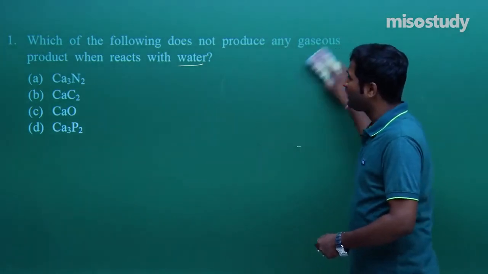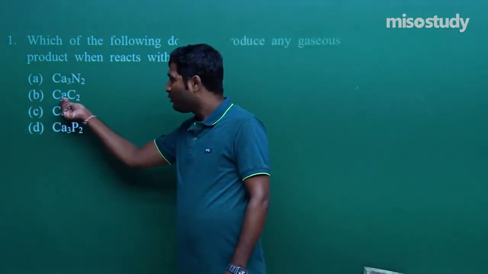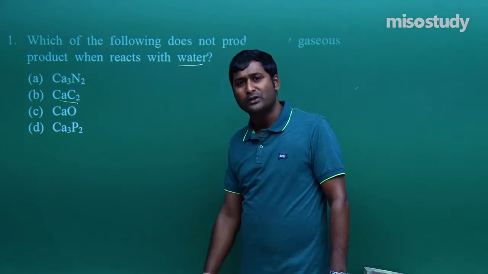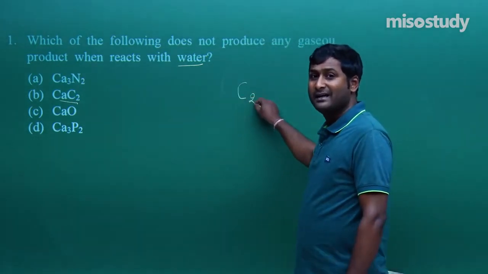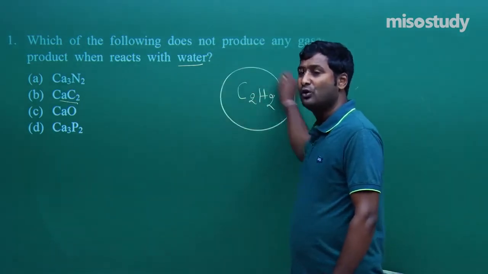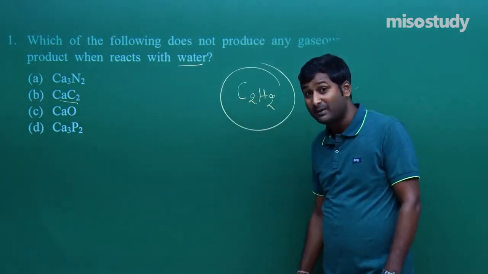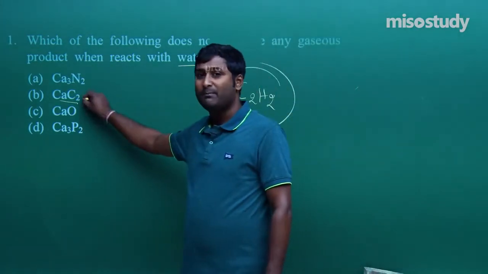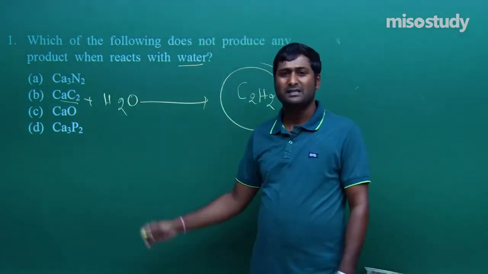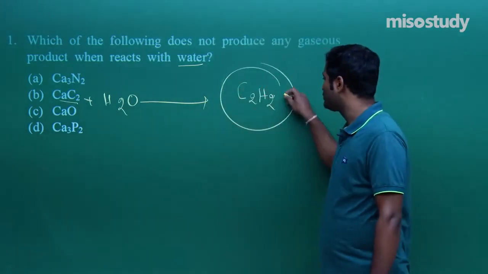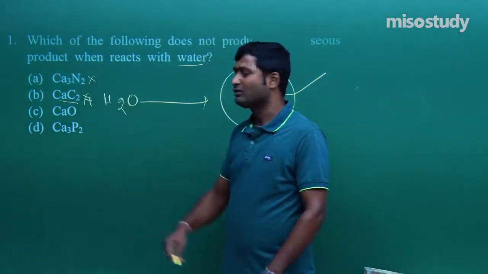Now if I talk about calcium carbide, this is one of the famous reactions. When calcium carbide is treated with water, there is a famous gas formed, C2H2, that is acetylene. Remember this, I have discussed it during the reaction. CaC2 plus H2O gives Ca(OH)2 plus C2H2. This is also a gaseous product. So this one and this one are not correct options.